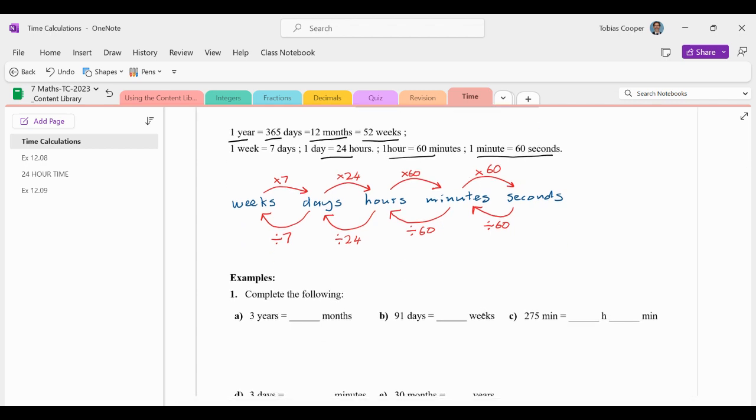3 years equals how many months? Okay, we know 1 year is equal to 12 months. So 3 years must be 3 lots of 12, which is 36.